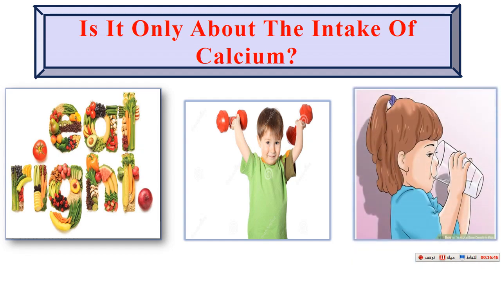And finally, drinking milk. Drinking milk means taking an adequate amount of calcium because it's a rich source of calcium, milk and its products. So this is very important to build strong bone, especially in the teen age.